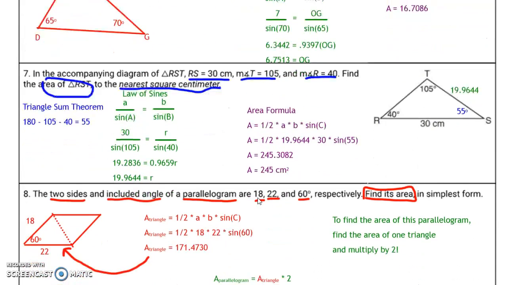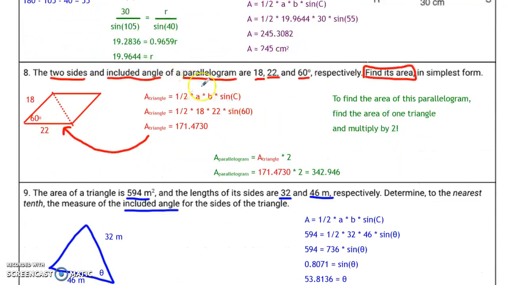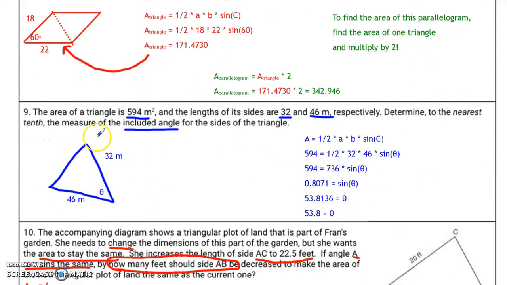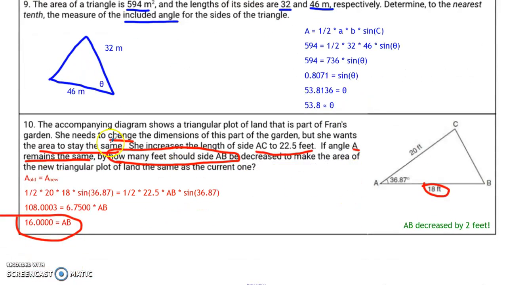Something very similar happened in question number 7. We used triangle sum theorem, law of sines, then area formula. Question 8 just required you to know what a parallelogram was, which means it's finding the area of one triangle and multiplying it by 2. Question number 9 gave us a very straightforward question about finding the included angle by using inverse sine. And then question 10, it asked us to find the two different areas.